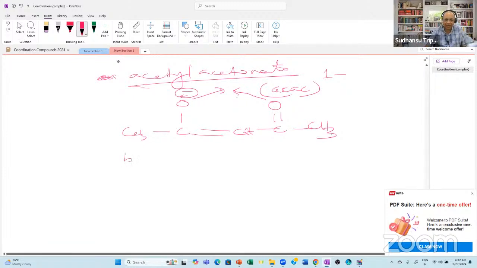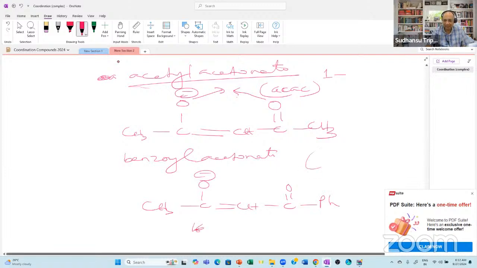Similarly, you have BAC, benzoylacetonato. No gap. So in place of acetyl, you have a benzoyl, Ph, C6H5. This is BAC, -1.